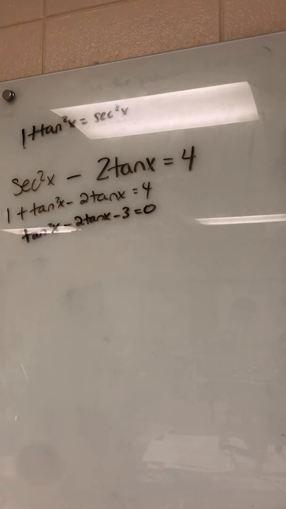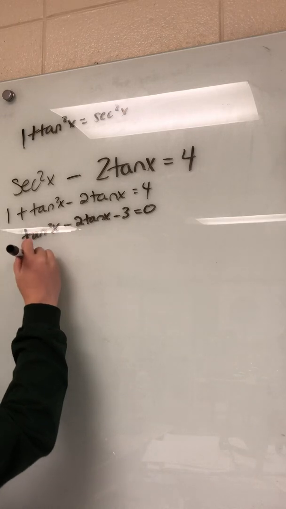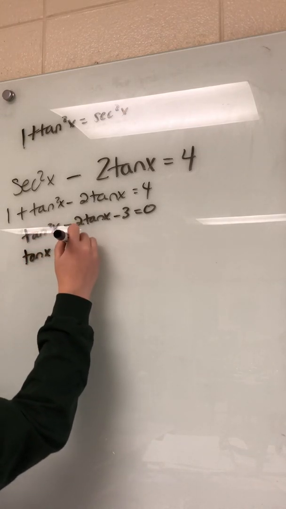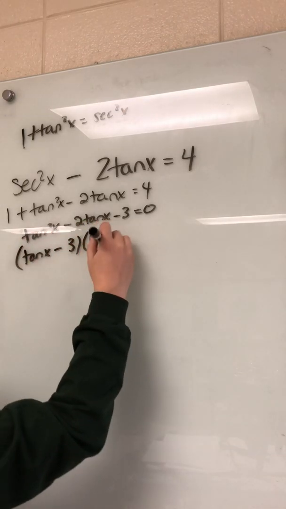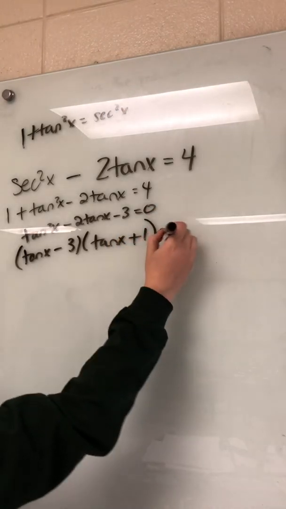Well, now we have a quadratic. So if you can, pause, think about it, see if you are able to factor this on your own. Think about it like x squared minus 2x minus 3. What would you do? Immediately I think x minus 3, x plus 1. So you do tangent x minus 3, tangent x plus 1 equals 0.